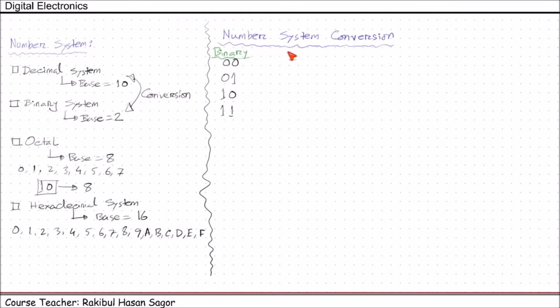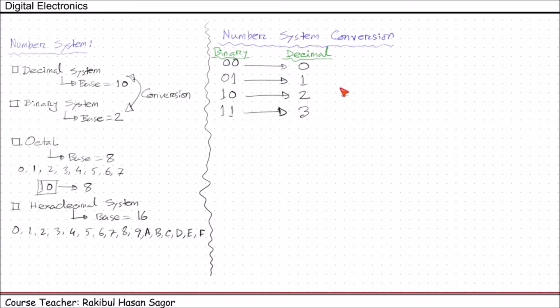Now suppose this is binary, and we want to convert this number to decimal. We know this 00 represents the decimal value of 0. 01 represents the decimal value 1. The next number in binary is 10, where the next number in decimal is 2, and 11 is 3. We have figured it out by counting. But what is the general rule?